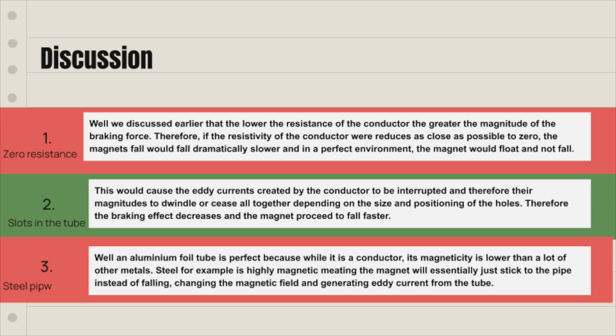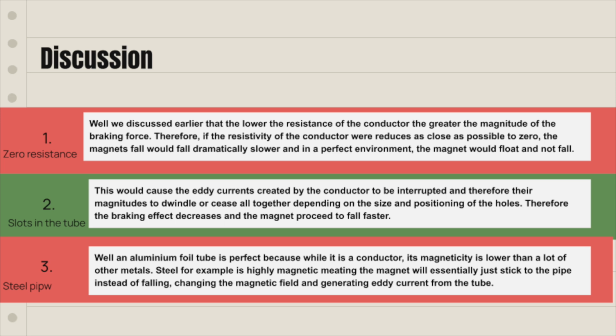What if the resistivity of the conductor were reduced to as close as possible to 0? How would the dynamics of the falling magnet change? Well, we discussed earlier that the lower the resistance of the conductor, the greater the magnitude of the braking force. Therefore, if the resistivity of the conductor were reduced as close as possible to 0, the magnet would fall dramatically slower, and in a perfect environment, the magnet would float and not fall.